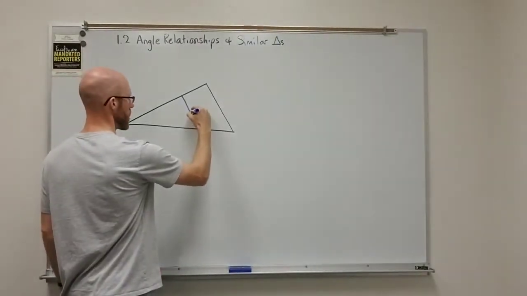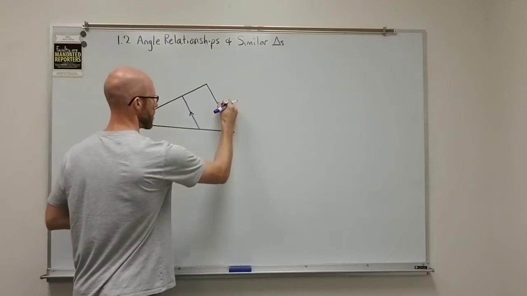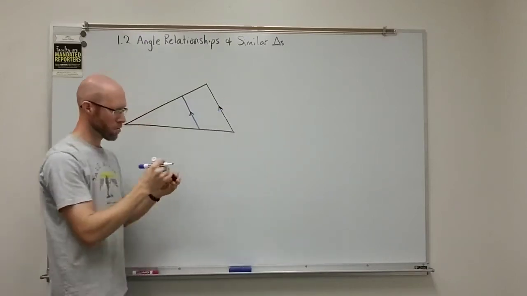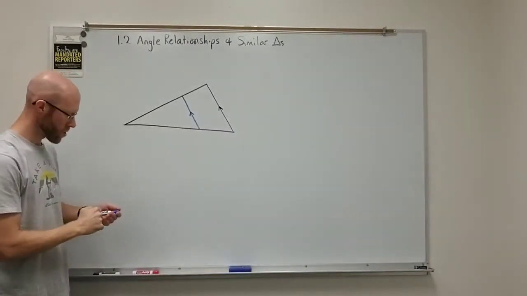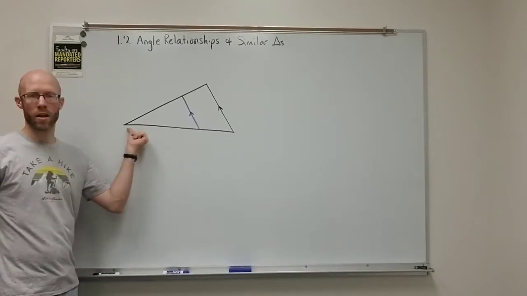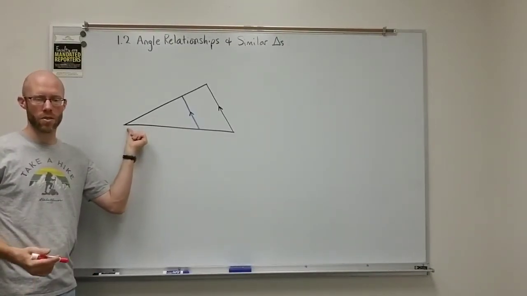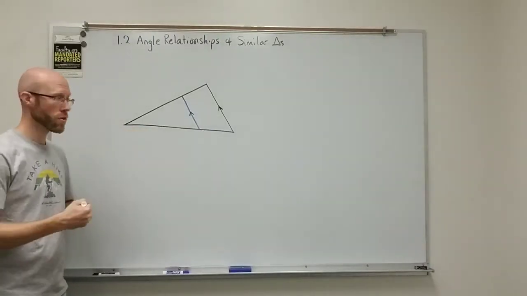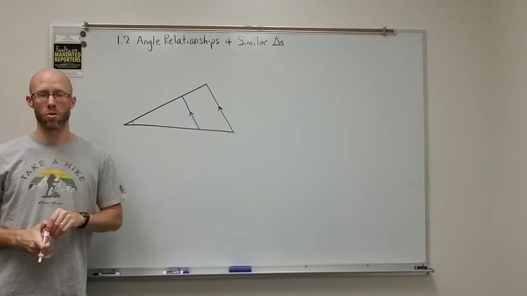So this line and this line need to be parallel for this to work. First of all, you can see that they have the same angle down here on the left. Okay, if they have the same angle, it's going to be congruent to itself, right? So I'll just put a little mark there. That one's congruent to itself.